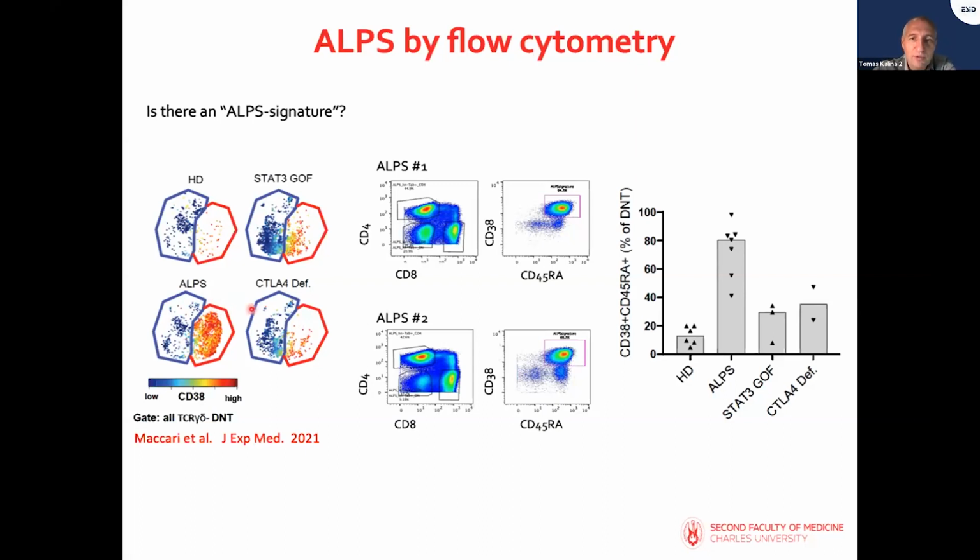And if you want to deconvolute what it is, it is basically a high expression of CD38 and CD45RA. So this is how ALPS patients look when you look at the double negative T cells by these two markers.